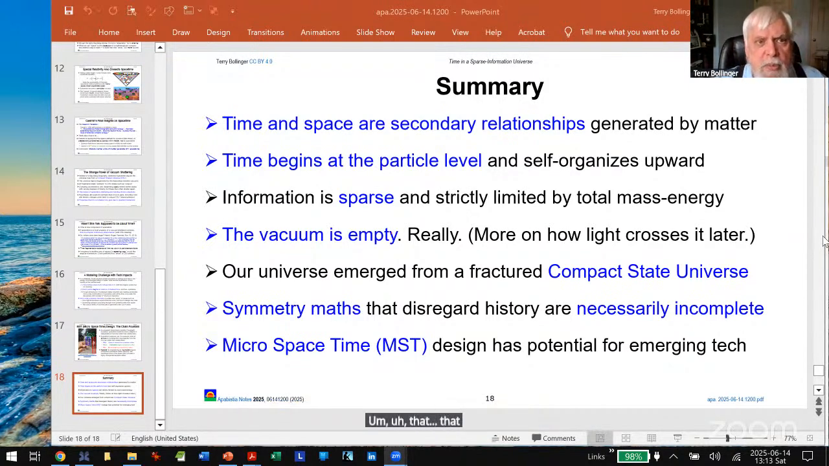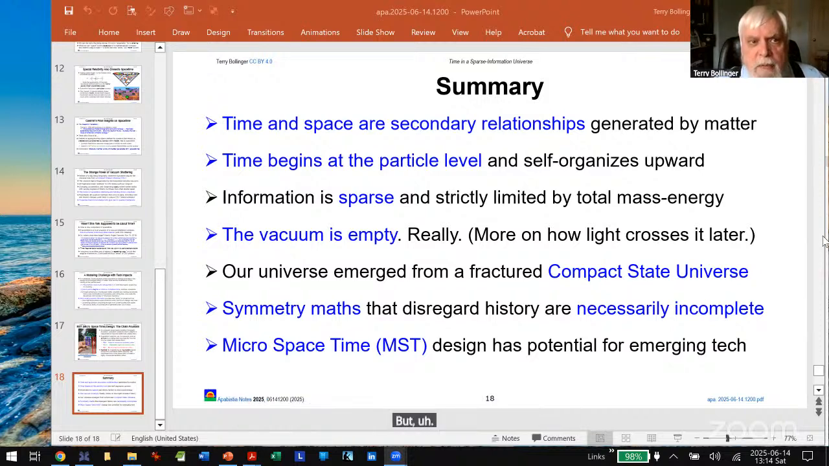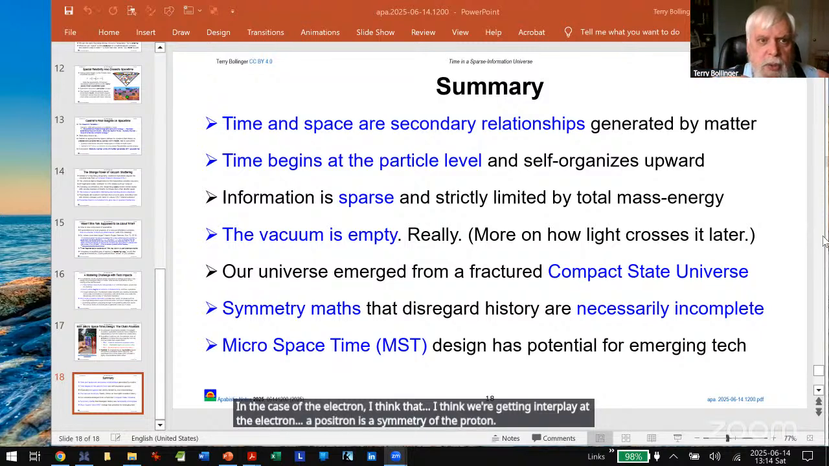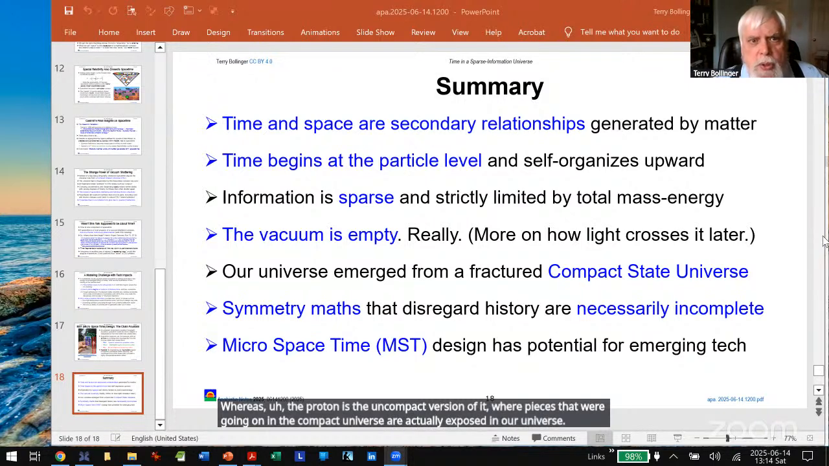That is certainly one of my deepest premises, that most of what we think of as these emergences start with pair production. And again, you've got to start somewhere. Obviously we have a universe, so I had to start somewhere. But if you have competing definitions of creation annihilation, and at some point they get together and form a loop, I think that has something to do with the source of your oscillations. In the case of the electron, I think we're getting an interplay. A positron is a symmetry of the proton that is structurally more compact in our universe, whereas the proton is the uncompact version of it, where pieces that were going on in the compact universe are actually exposed in our universe.